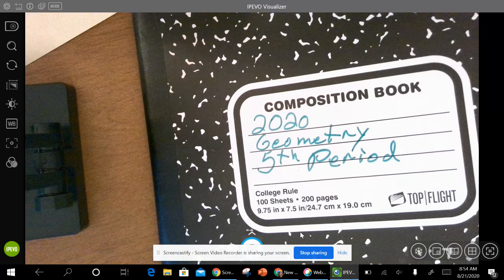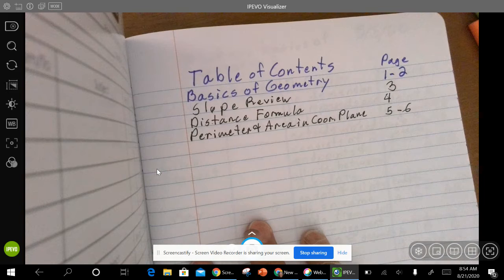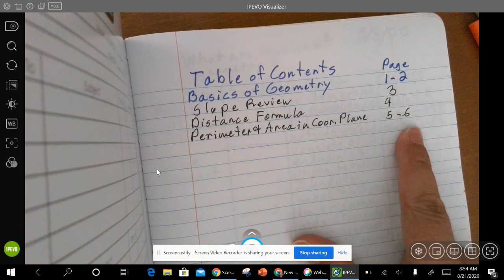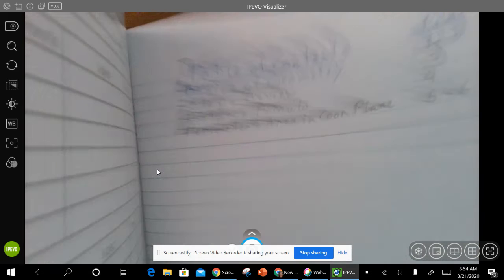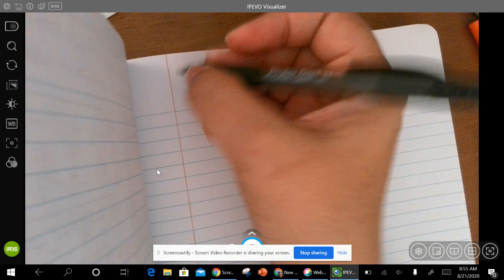Hello, so we're going to work on perimeter and area in the coordinate plane. That's going to take pages 5 and 6 on our notes, so that would be after our distance formula notes, everybody. So we're going to do perimeter and area.